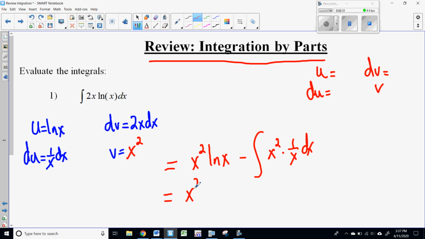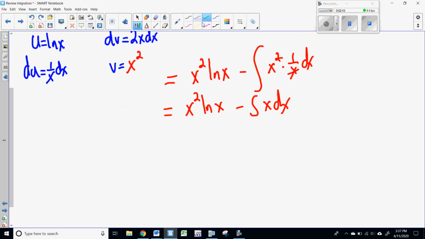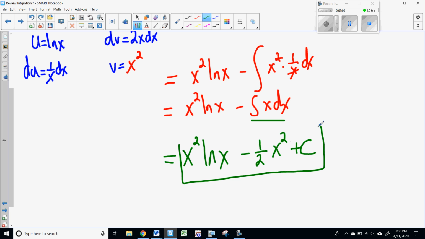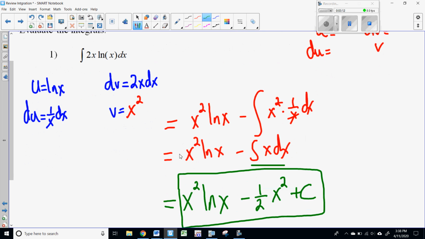We can simplify that integral: x squared natural log of x minus, this cancels here, and we just get the integral of x dx. And remember, when you do parts, what you're going to end up with is a new integral that should be easier, that should be simpler if you're doing this correctly. So we get x squared natural log of x minus the antiderivative of x, which is 1/2 x squared, plus c. And here is our antiderivative by using integration by parts.